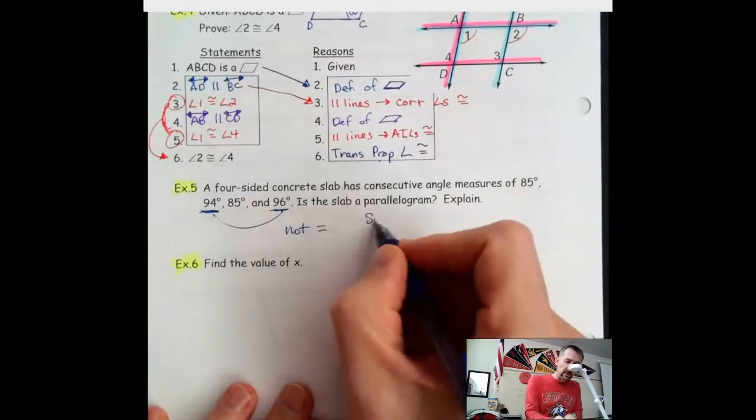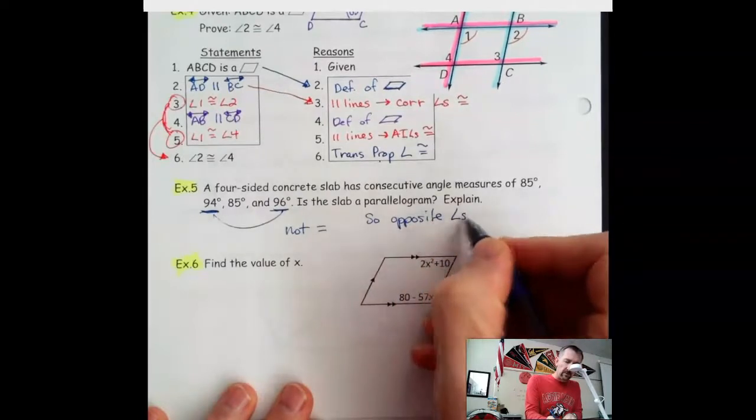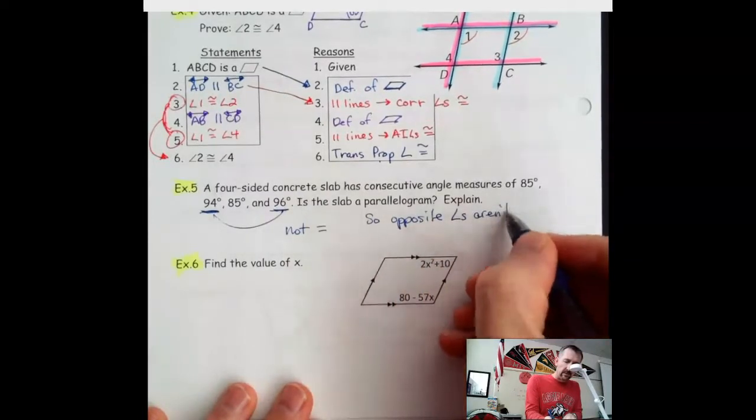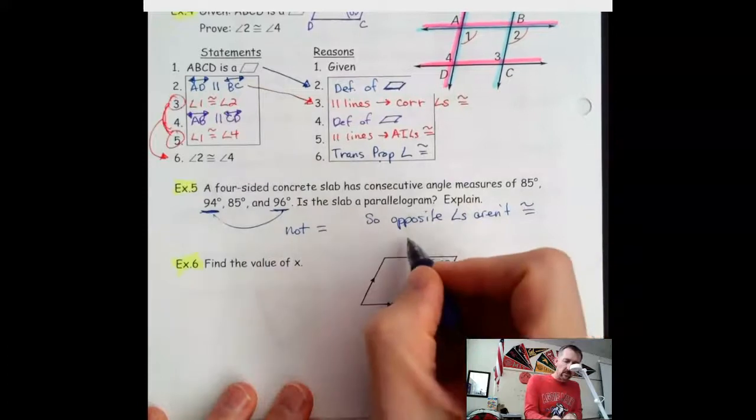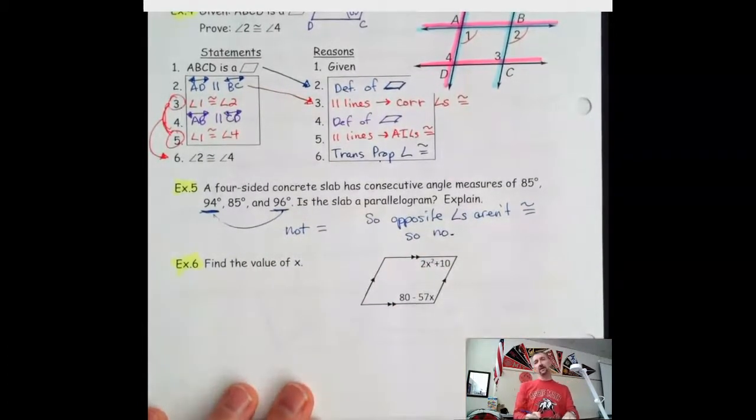So the opposite angles aren't congruent. So no, because the properties of parallelograms say that if it's a parallelogram, you have to have opposite angles congruent, and those are not.